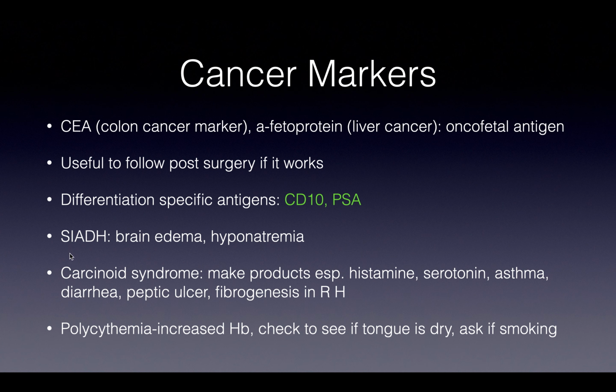SIADH is going to be causing the brain edema and the hyponatremia. The carcinoid syndrome is going to make the products, especially histamine, serotonin, asthma, diarrhea, peptic ulcer, fibrogenesis in the right heart, thanks to the vegetation. And then there can be polycythemia.